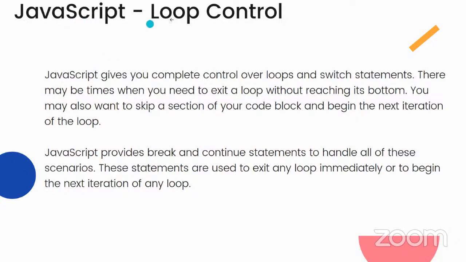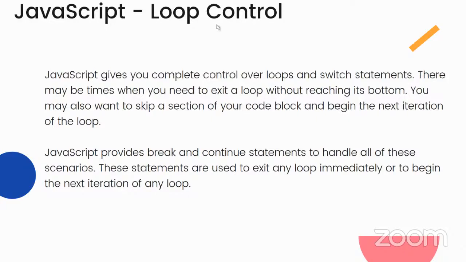So we have this JavaScript loop control. Somebody once asked about continue. So it's under this loop control. JavaScript gives you complete control over loops and switch statements. There may be times when you need to exit a loop without reaching its bottom, so it does not even check to the end. You may also want to skip a section of your code and begin the next iteration of the loop. JavaScript provides break and continue statements to handle all these scenarios. The statements are used to exit any loop immediately or begin the next iteration of the loop.